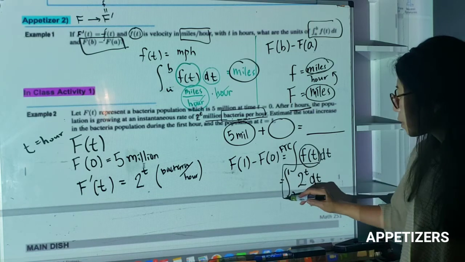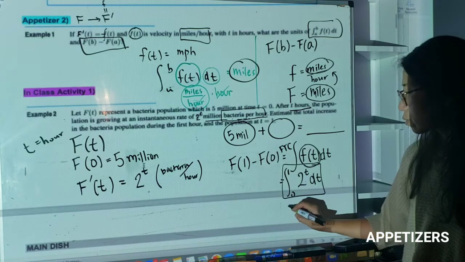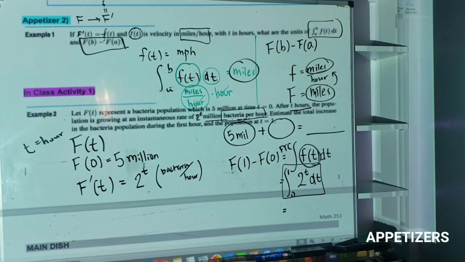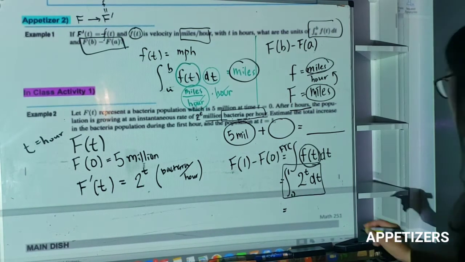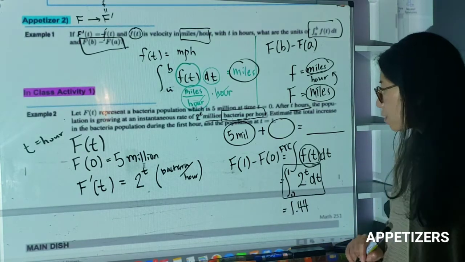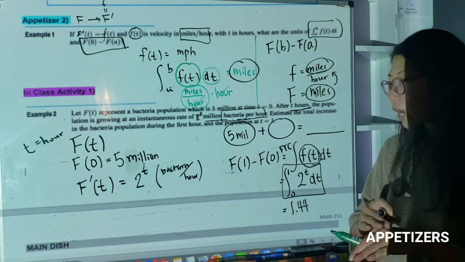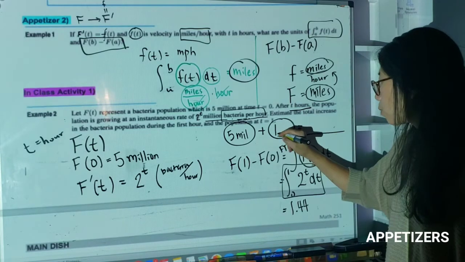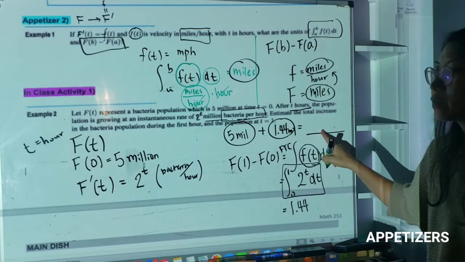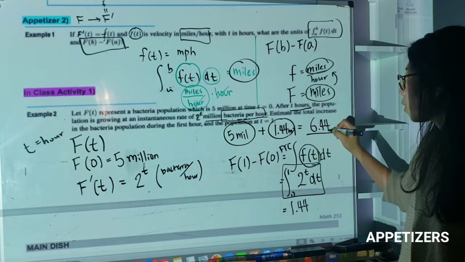This part we haven't learned yet, so you just need to punch it into the calculator. Then I think that number is about 1.44. So from here, what I can say is the population was 5 million, and during the 1 year, the population increases by 1.44 million more. That total population of the bacteria will be 6.44 million.